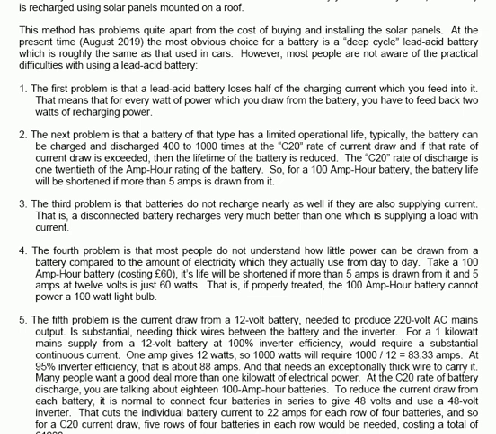Typically, the battery can be charged and discharged 400 to 1000 times at the C20 rate of current draw, and if that rate of current draw is exceeded, then the lifetime of the battery is reduced. The C20 rate of discharge is 1/20th of the ampere rating of the battery. So for a 100 ampere battery, the battery life will be shortened if more than 5 amps is drawn from the battery.